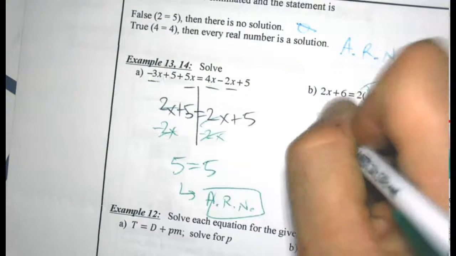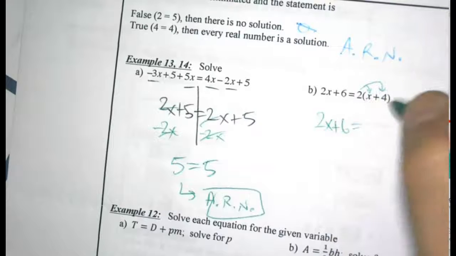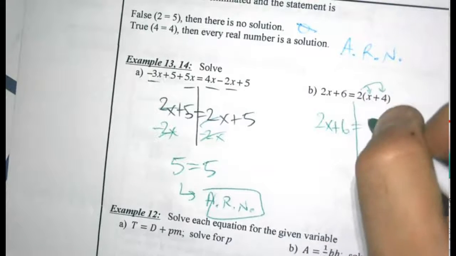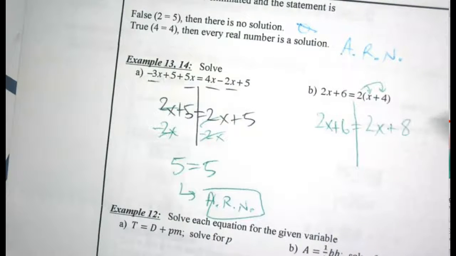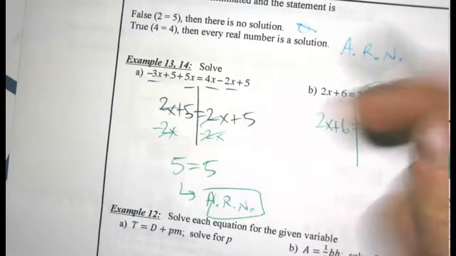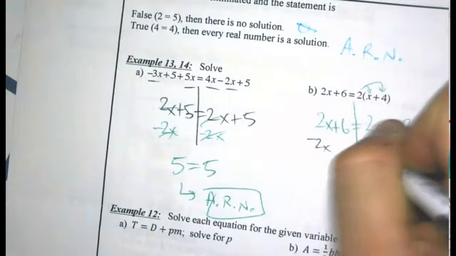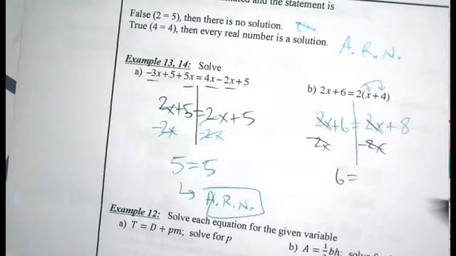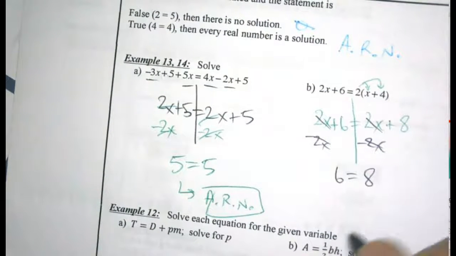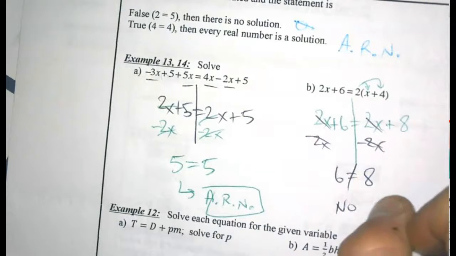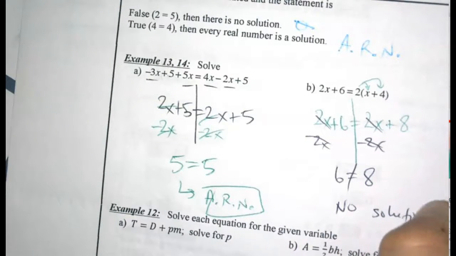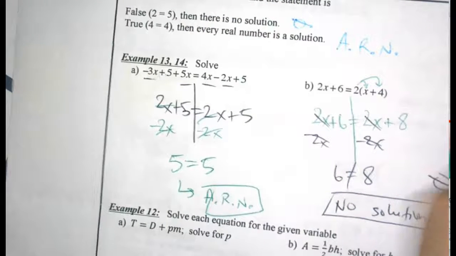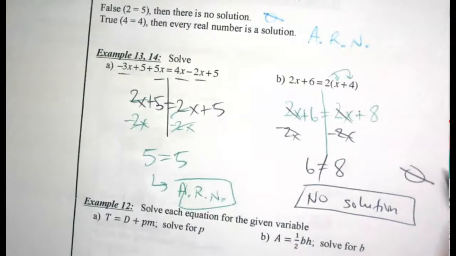Here, let me go ahead and distribute to see what I got going on. So I have 2x plus 6 equals 2 times x is 2x, 2 times 4 is 8. I can already see the two sides are not identical, so that is kind of a clue. I subtract 2x on both sides, all the variables zero out, and I'm left with 6. Bring that down, and 8, bring that down, and 6 definitely does not equal 8, so this one is no solution.